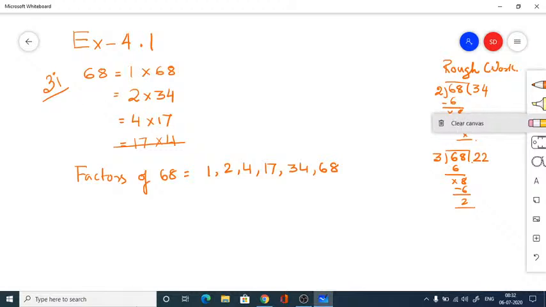Next we will do question number 4, subpart 2. First 6 multiples. Multiples means you have to multiply and find out. 1 times, 2 times, 3 times, and these are multiples of 5.